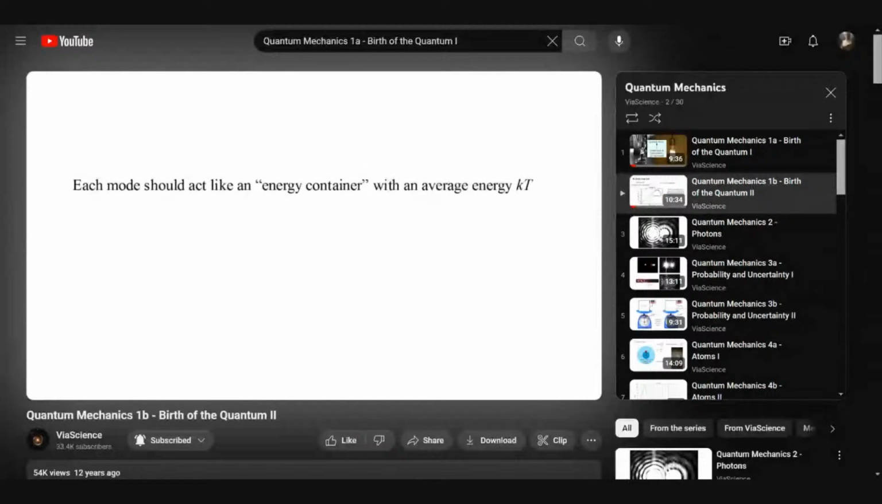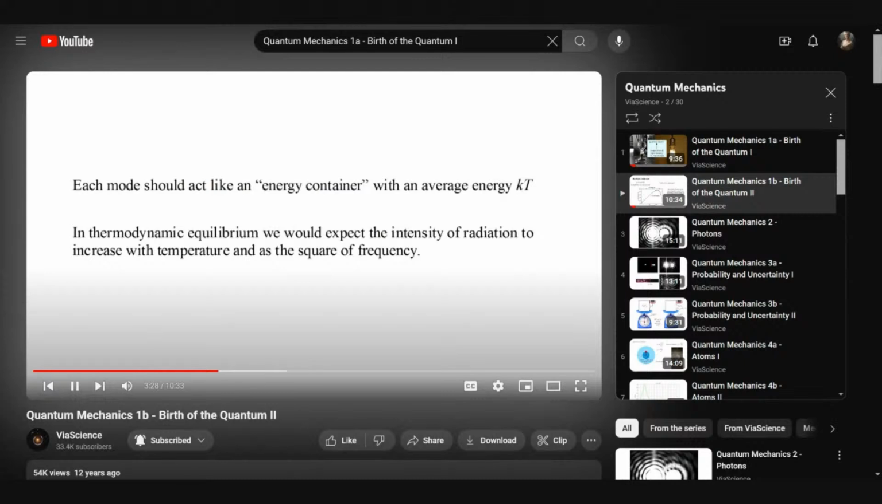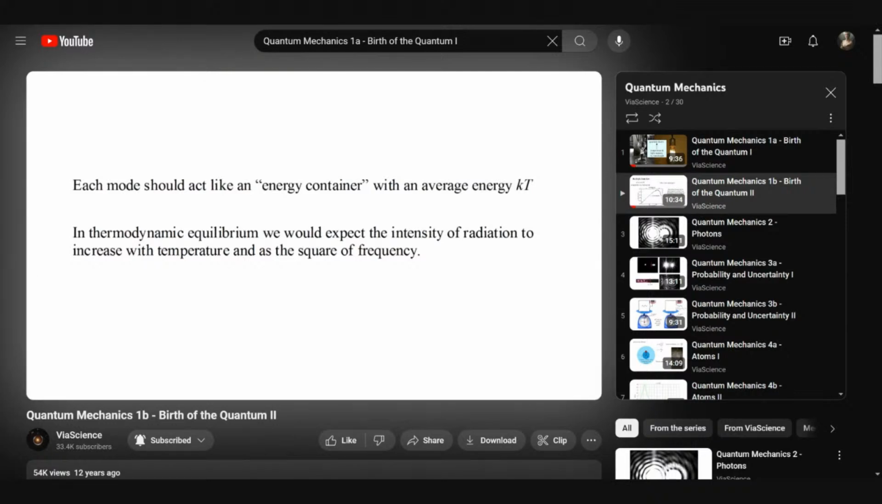The reason this is important is that we would expect each of these modes to act like an energy container, similar to molecules, with an average energy of Boltzmann's constant K times temperature T. Since the number of modes increases as the square of frequency, we should then expect, for a system in thermodynamic equilibrium, the intensity of radiation to increase with temperature and as the square of frequency. That is, much more radiation at higher frequencies.